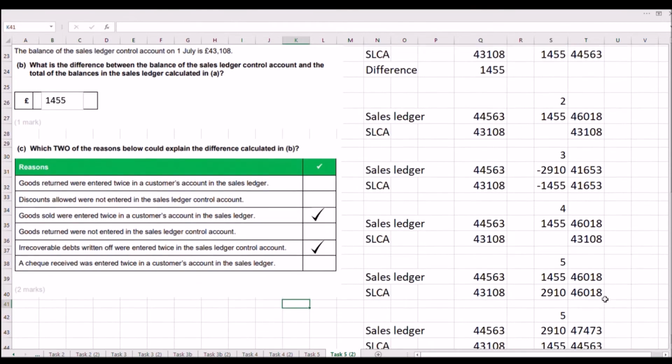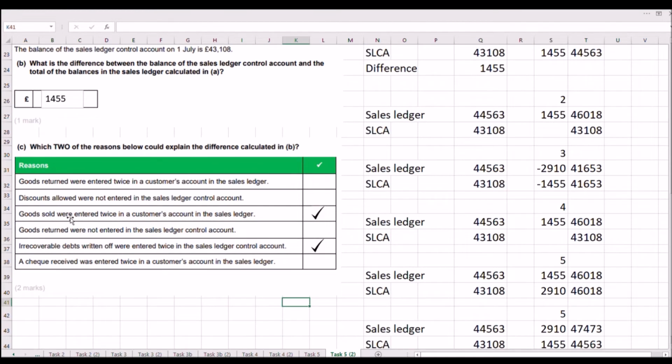Okay, let's do the third one then. Goods sold were entered twice in the customer's account. So we went debit the sales ledger twice and credit the sales ledger control once. We're going to reverse it out by crediting them: credit the sales ledger twice, credit the sales ledger control account once, and you can see now that once we reverse that out, it's the same. So this one is one of them, number three.